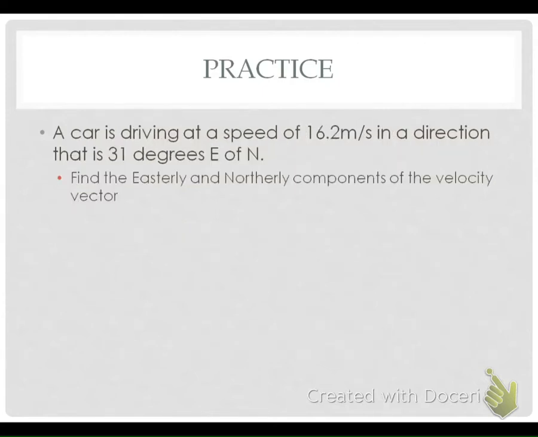Breaking down this velocity vector into components, our vector will look something like this. And we know that it's 31 degrees east of north. I'm sorry, I drew it backwards. So 31 degrees goes here. We want to find the components of this triangle. Where does the 16.2 go here, if that's our actual velocity vector? Yes, on the hypotenuse, good.